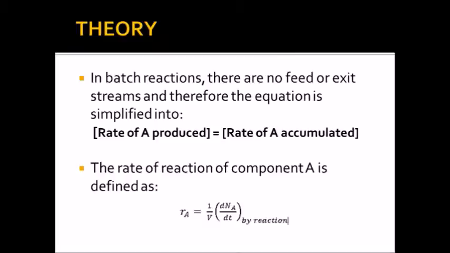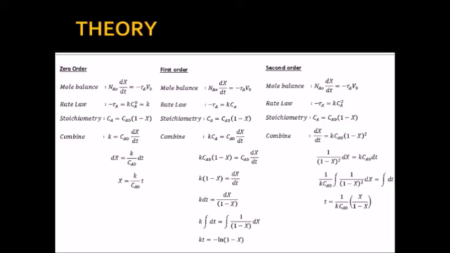Moving on to the theory part, during the batch reaction, there are no feed or exit streams, so we can say the rate of A produced within the volume element is equal to the rate of A accumulated within the volume element. The rate of reaction of component A is equal to the moles of A which appear by reaction per unit volume per unit time, which is equal to 1 over V times dNA over dt. After rearranging the equation, our mole balance will be negative Ra V0 is equal to NA0 dXA over dt.